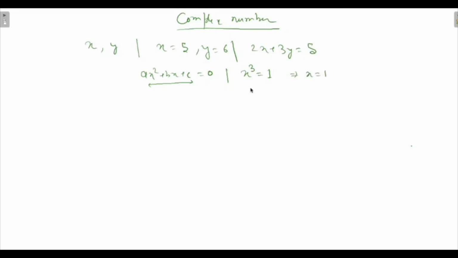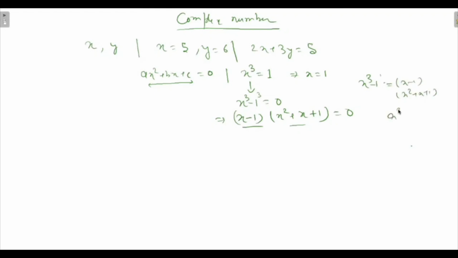And if you look at this x cube equals 1 in detail, you get x cube minus 1 equals 0. When you factorize it, this is nothing but a cube minus b cube, so it will come as a minus b into a square plus ab plus b square. So when you factorize x cube minus 1, you will get x minus 1 into x square plus x plus 1. Why?